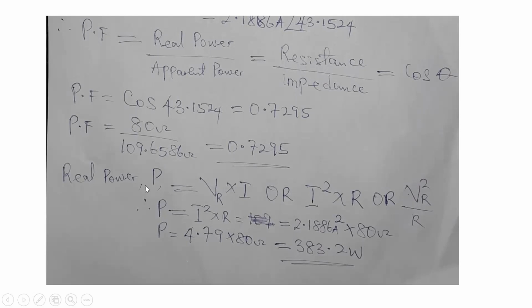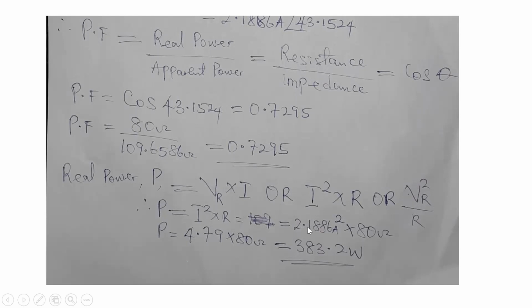Then you are told to calculate the real power. These are the formulas for real power. Voltage drop across resistance times current. We know current, but we have not known the voltage drop across resistance. Or you use the square of current times resistance. So we know our current, we know our resistance. Or you use the square of voltage drop across resistance divided by resistance. We only know resistance here. We don't know this one. So I decided to use the one whose values we completely know, which is I squared times R.